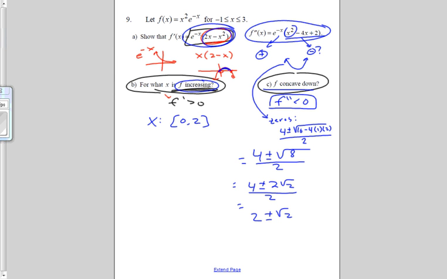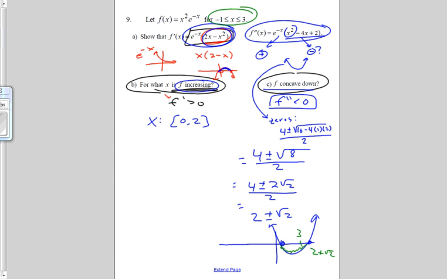So I know that my function is going to have zeros at 2 minus root 2 and at 2 plus root 2. So when is it going to be concave down? Well, it's going to be concave down for this entire piece right here. But the question is, we're looking for this specific range. And we know that 2 plus root 2 is beyond 3.